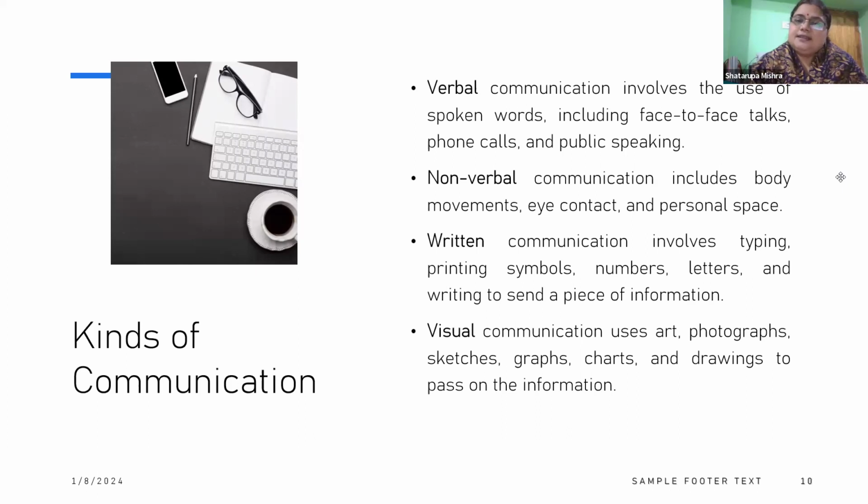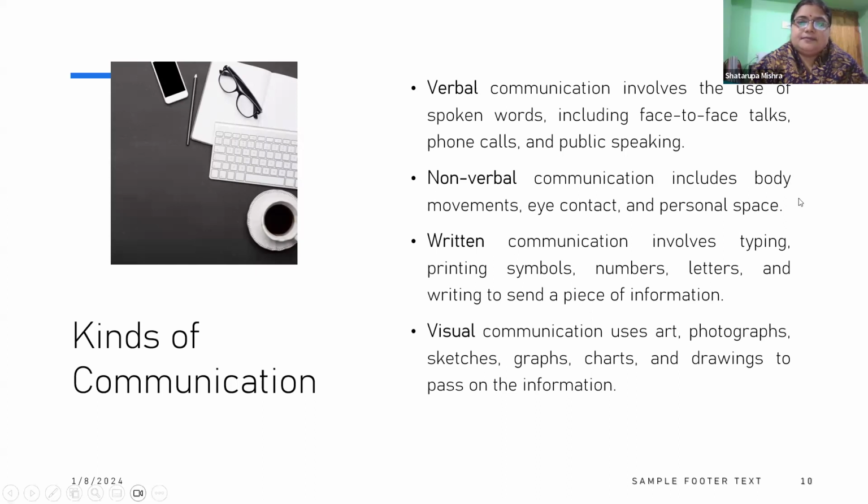Okay, then written communication involves typing, printing symbols, numbers, letters, and writing to send a piece of information. Yes, that is what we mean by written communication. What is visual communication? It uses art, photographs, sketches, graphs, charts, drawings to pass on the information. Okay, so these are four main types of communication depending upon the codes that they use, the symbols that they use.